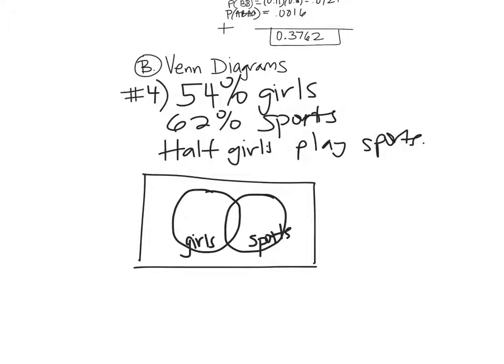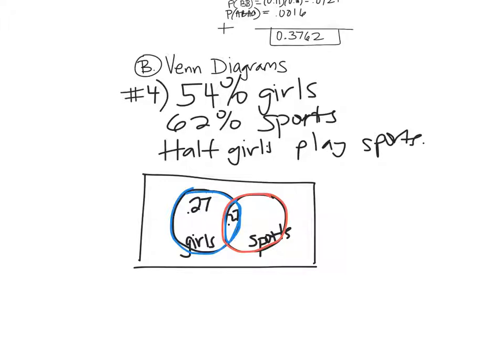So here's what we're going to do. Half of the girls play sports. 54% are girls, so half of them play sports. So we're going to put 0.27 on the inside of that. I wish I would have made that bigger. That means that out of the girls, 0.27 don't play sports. They're not going to be overlapped with the sports. This is the overlap in here. Right here is where girls and sports overlap. Do you see that? They overlap right there, so 0.27.